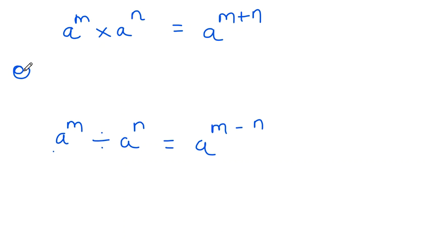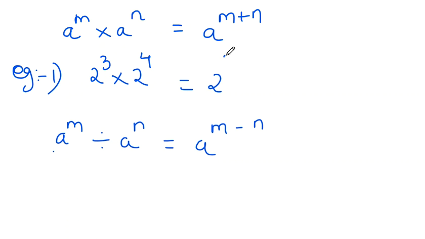Let's take one example for each. So if I have 2 raised to 3 into 2 raised to 4, here the base is same, powers are different, and it is multiplication, so it will be 2 raised to 3 plus 4, that is 2 raised to 7.